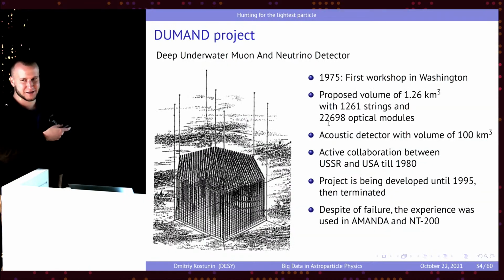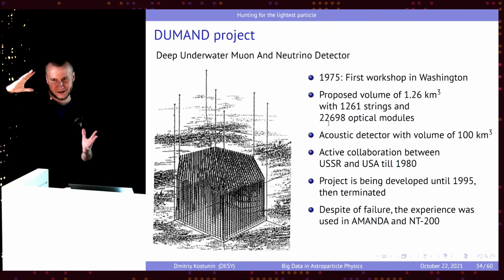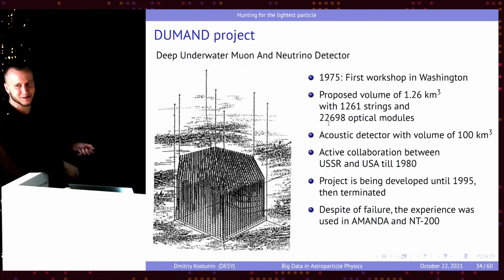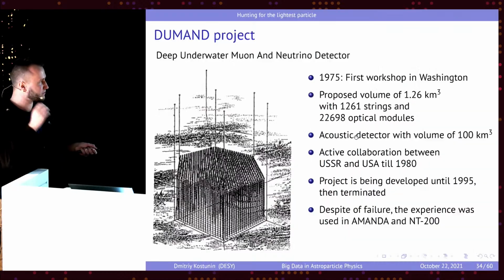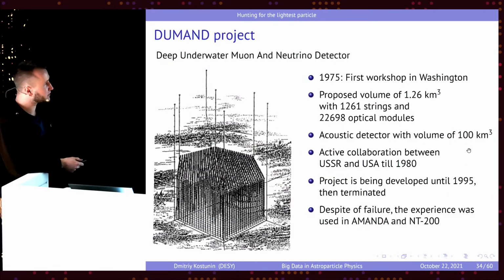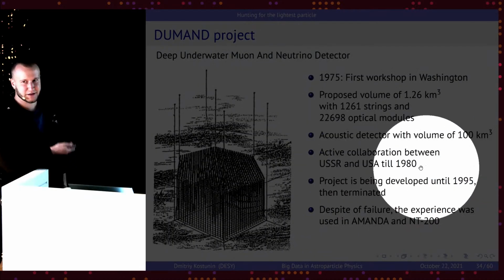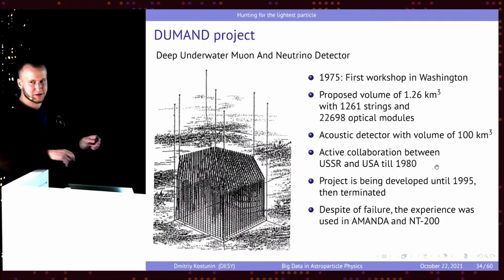Remember, Cherenkov telescopes have about 1,000 such modules, and to detect neutrinos in water we need this size, about 10K each. So you see how science was at that time. There was also a plan to equip it with a simpler acoustic detector, but with a volume two orders of magnitude higher. There was active collaboration until 1980. Then, due to political reasons, the war in Afghanistan, these relations were frozen very fast.